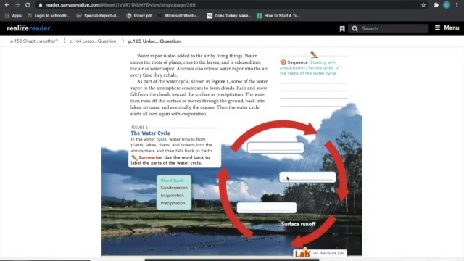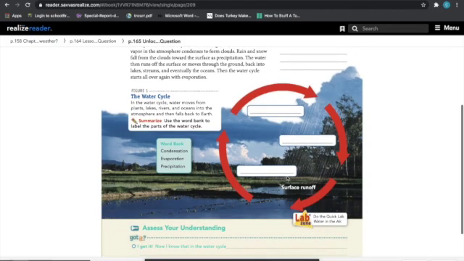Water vapor is also added to the air by living things. Water enters the roots of plants, rises into the leaves, and is released into the air as water vapor. Animals also release water vapor into the air every time they exhale. So when we're exhaling, it's not just carbon dioxide and other gases coming out, it's also a fair amount of water vapor as well. As part of the water cycle shown in Figure 1, some of the water vapor in the atmosphere condenses to form clouds. Rain and snow fall from the clouds towards the surface as precipitation. The water then runs off the surface or moves through the ground back into lakes, streams, and eventually the oceans. Then the water cycle starts all over again with evaporation.